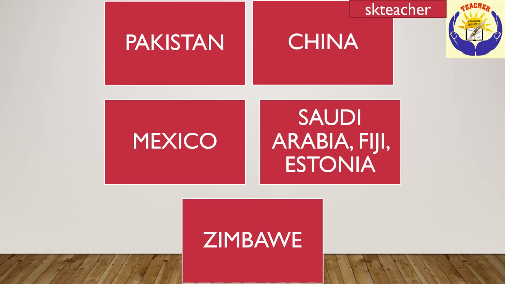Here in your textbook, a few countries' politics examples are given to find out the answer to the question, what is democracy? Here are the following nations: Pakistan, China, Mexico, Saudi Arabia, Fiji, Estonia, and at last Zimbabwe. Through these nations' politics, we are going to find out the answer to what is democracy. Can we start now?